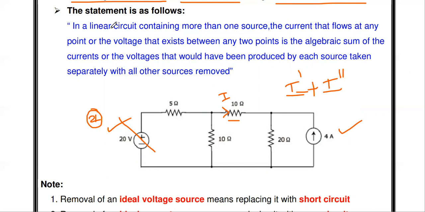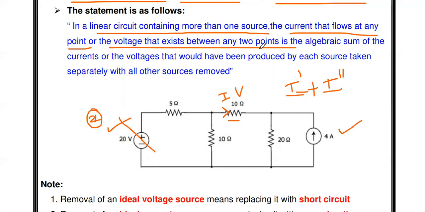Now see the statement: in a linear circuit containing more than one source, the current that flows at any point, or the voltage, which we may also calculate using this theorem, is the algebraic sum of the currents or voltages that would have been produced by each source taken separately with all other sources removed. Instead of the current through the 10 ohm resistor, the question may ask for the voltage across it. The voltage that exists between any two points follows the same rule.